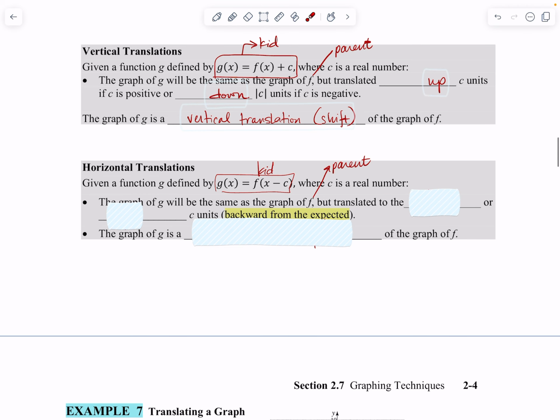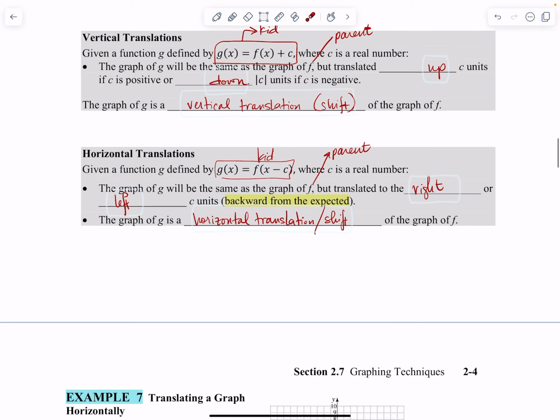Horizontal translations, notice again, g here is our kid, where f is our parent. Notice now that my adding and subtracting is going to be on the inside of the function. It's going to be inside of the parent. Here my kid is outside the parent. Here my kid, notice, is inside of my f of x function. And what happens here is the kid graph is going to be exactly the same, but it's going to be either translated right or left, and it's going to be backwards from what you expect it to be. I'll show you that here in just a moment. This is called a horizontal translation of our graph.